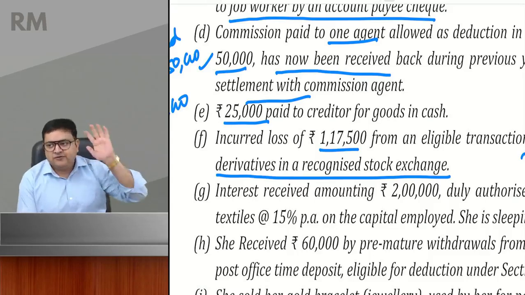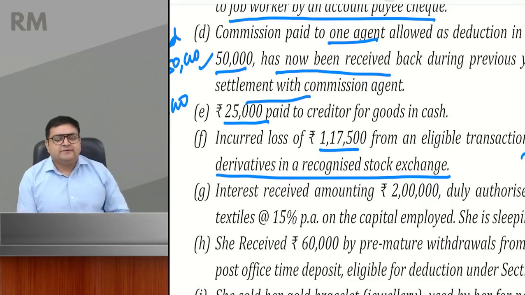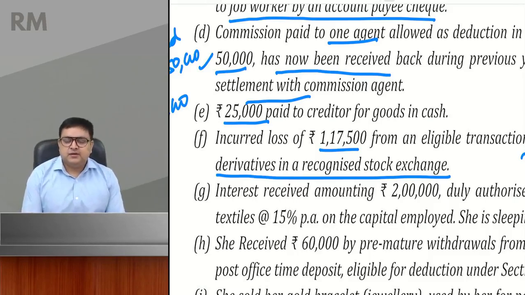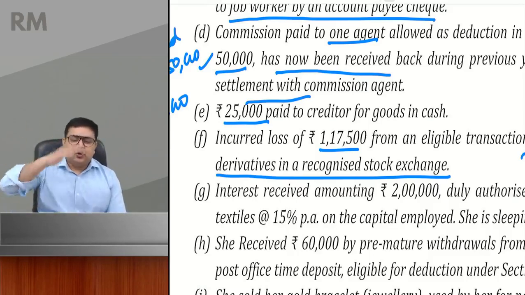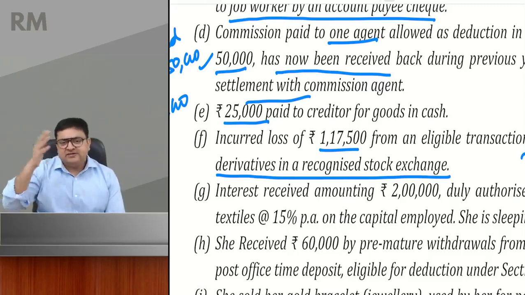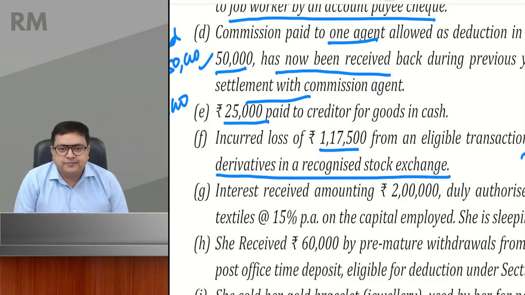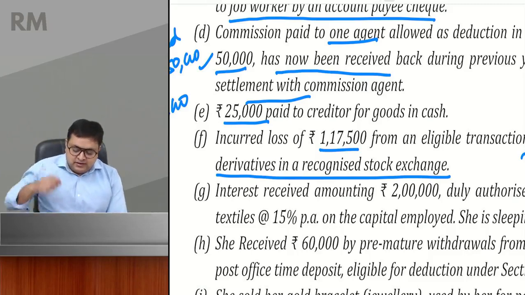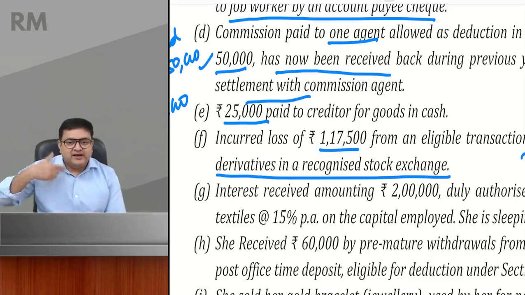Everybody knows this or not? First of all, tell me. Speculative PGBP can be set off only from speculative. Vice versa is correct. Normal business loss can be set off from speculative, but speculative loss cannot be set off from normal, only speculative. Yes or no? Correct? Okay. Now, when you do intraday trading, that is speculative.